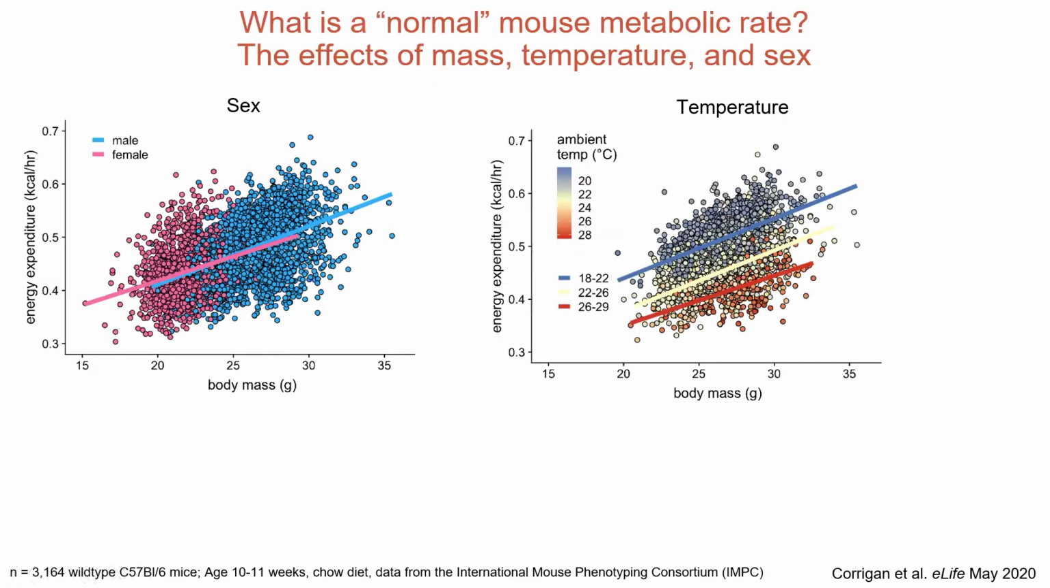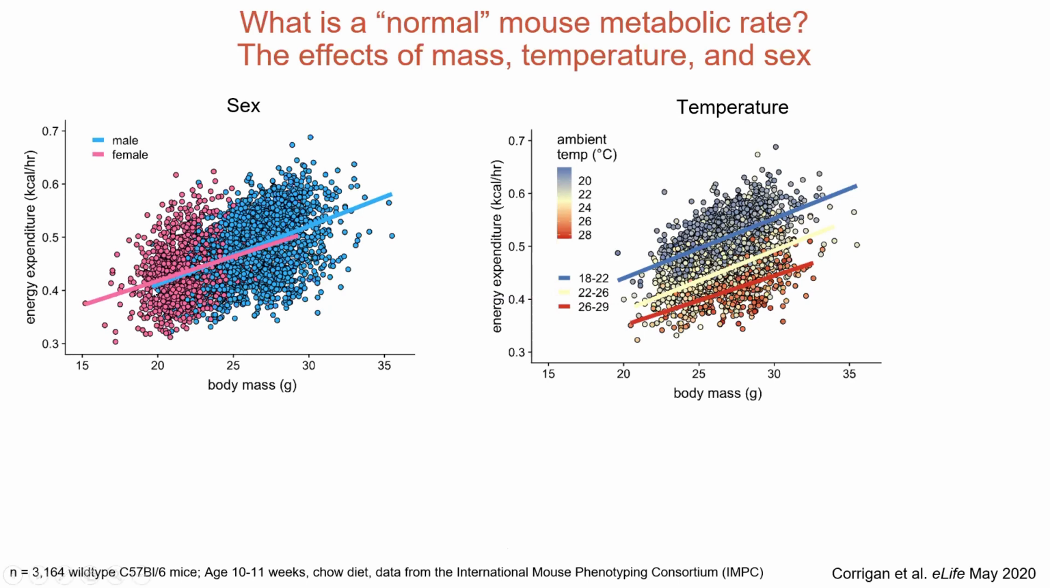Okay, so what is a normal mouse metabolic rate? This was one of the first questions that we were hoping to ask about 5 years ago, and we couldn't really find this because so many people do their experiments in different ways. So June Corrigan in the lab, who's a research assistant, compiled data from the International Mouse Phenotyping Consortium. And this is data from 3,000 mice.